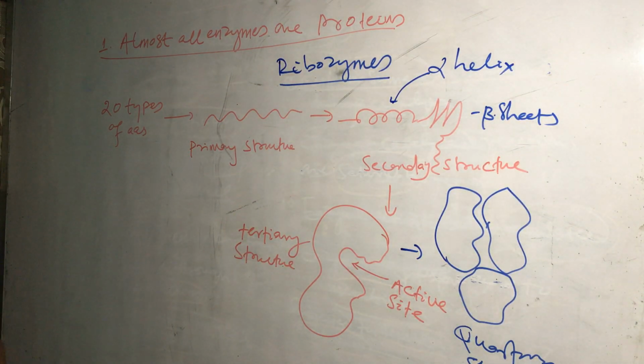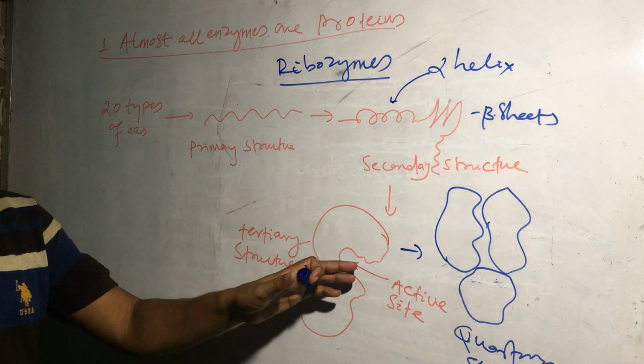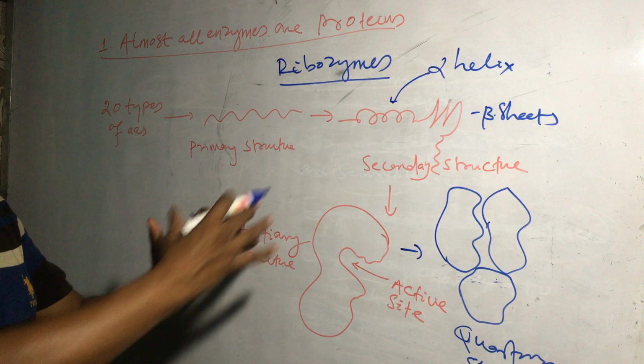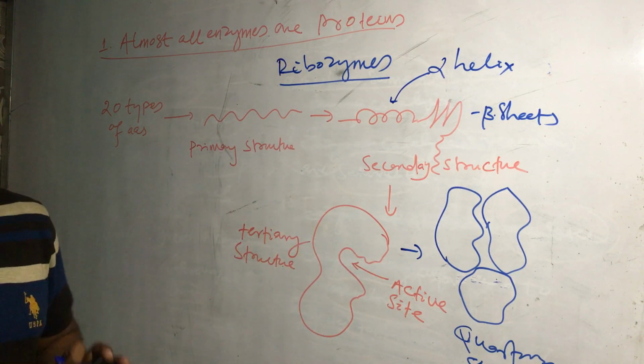Enzymes have one active site to which the substrate binds. It can have other sites to which different regulatory molecules bind, but all enzymes must have one active site.